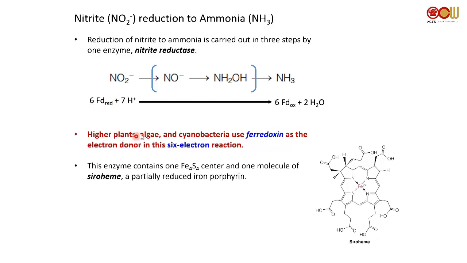So higher plants, algae, cyanobacteria use ferredoxin as the electron donor in this 6 electron reaction. And in this enzyme, you've got this one iron sulfur center and one molecule of siroheme, which is a partially reduced iron porphyrin. Okay, so it actually looks a lot like heme, see? It has the heme portion in the middle, okay, and in the middle is an iron. Again, it's just a cofactor called siroheme, not very important. Just so that you know that they exist, okay? But please know that they exist.